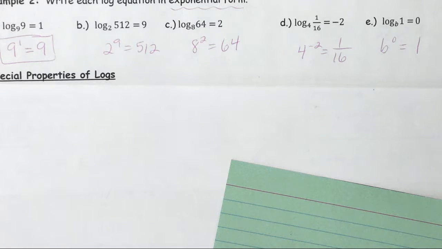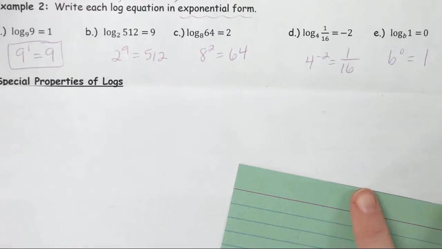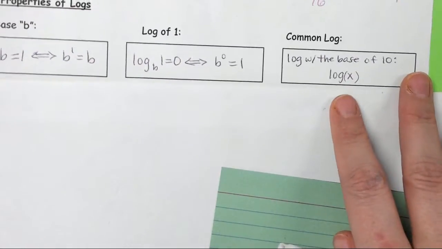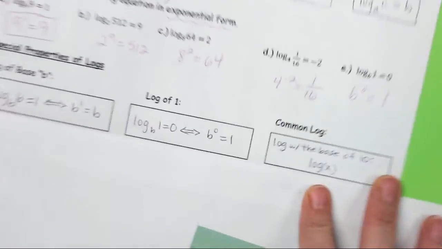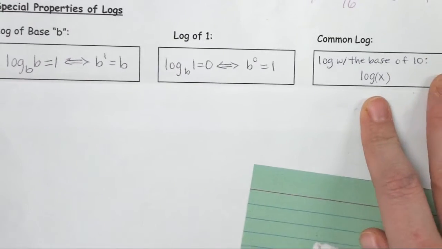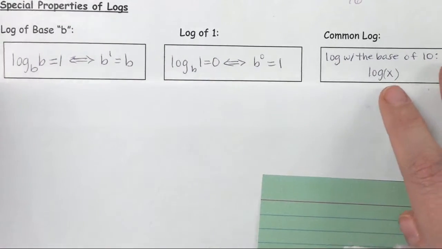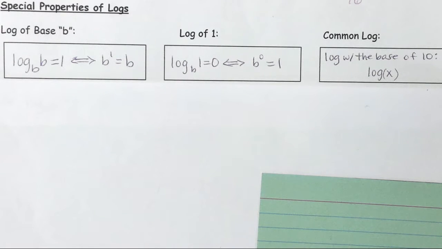Good. Anything to the 0 power is 1. Remember we wrote that on our chart yesterday. Okay, so now we have some special properties that we want to talk about. So the first one is log base b of b. Whenever the base is the same thing as what the log is of, it's going to equal 1.